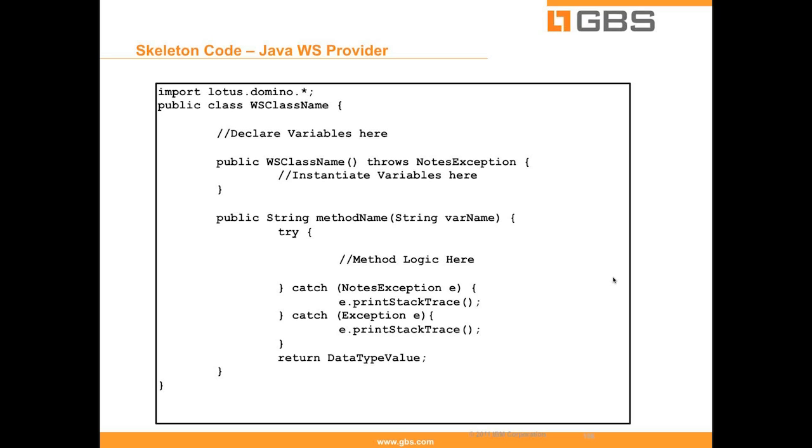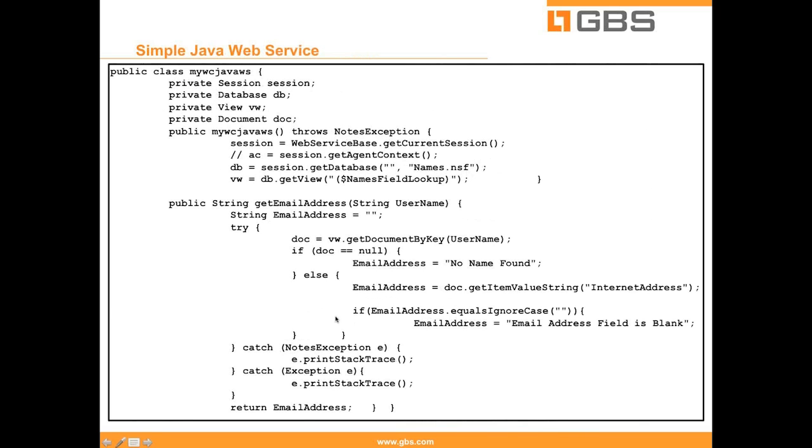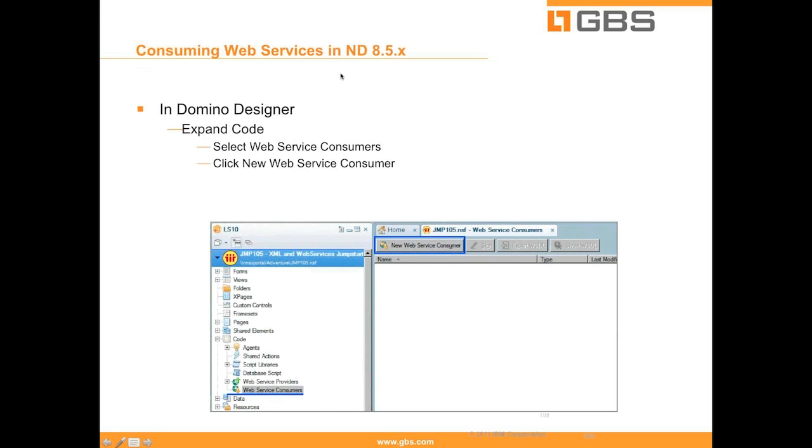It's a way to get data out without necessarily having the person on the other side having a Domino server or a Notes client. It may be a CRM system, a relational database system, anything that has the capability to call web services. So this is just a really simple Java web service that's going to go to the name and address book, and given a particular name, it's then going to either return no name found, or get the internet address of the name, or if it finds the name but there is no email address, then it's going to say that particular email address is blank.